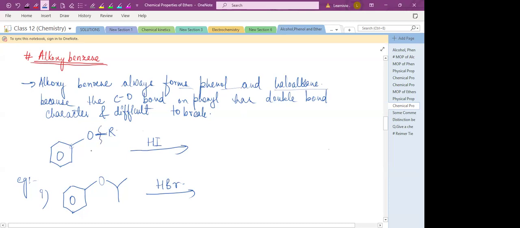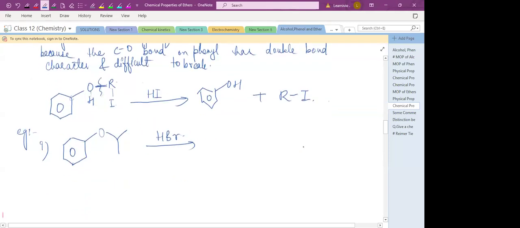You break this other bond. When you break this bond, H plus will come and attach on this oxygen because it has a lone pair, and this alkyl group gets a positive sign. So iodide, which has a negative sign, will come and attach, and the bond will break from here and you will get OH, which is phenol, plus RI, alkyl iodide. Okay, so it's very simple.